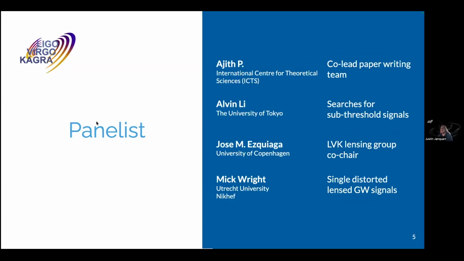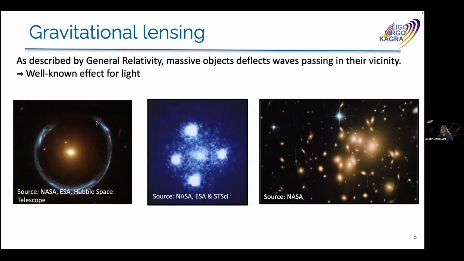Let's dig into the topic of today. To start with, let's go to a quick introduction to gravitational wave lensing, or gravitational lensing in the first place. Most of you may be familiar with this effect with light. As described by general relativity, if you have a massive object in the path of a wave, it's deflected. That's basically what we know as gravitational lensing, and it's really well known for light and is also commonly used in astronomy. So you may have seen some of these images.